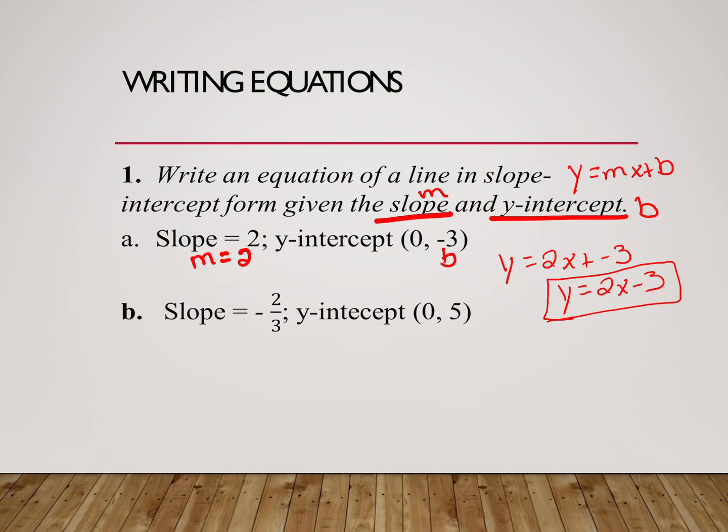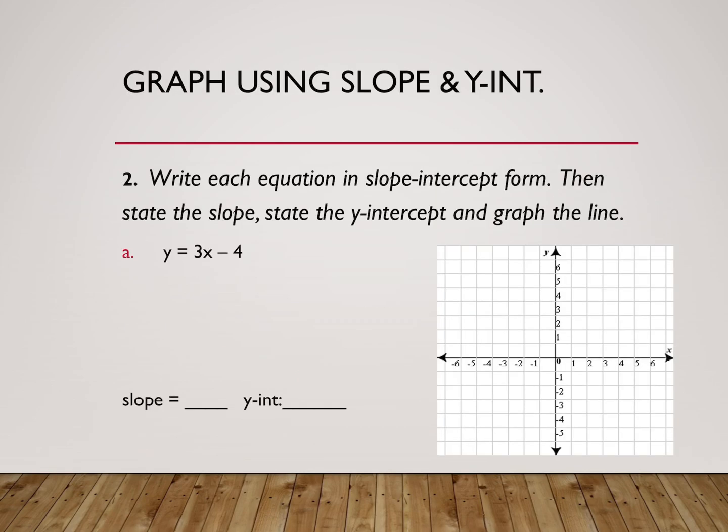Another one, slope is -2/3. So again, remember that's our m. Our b is 5. So substituting in, y equals -2/3 x plus 5. So you will also be asked to write an equation from a graph. You know how to find the slope from a graph, so you'll find the slope. You can find the y-intercept by where it crosses the y-axis, and you can write your equation doing the same thing.